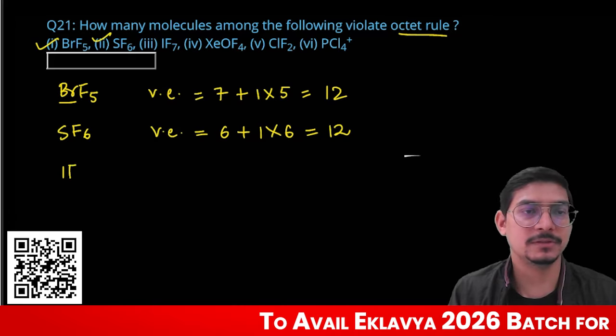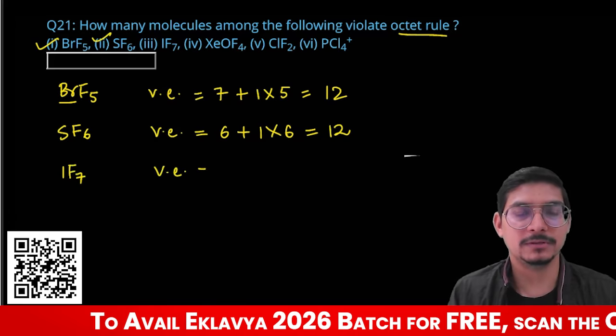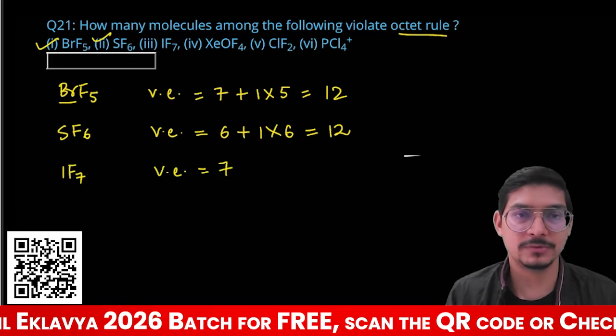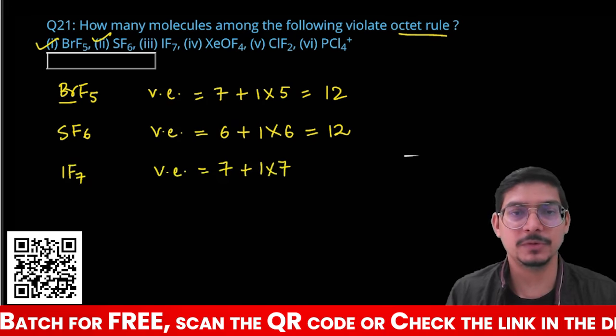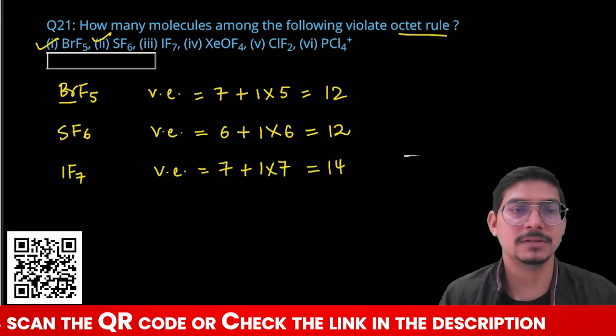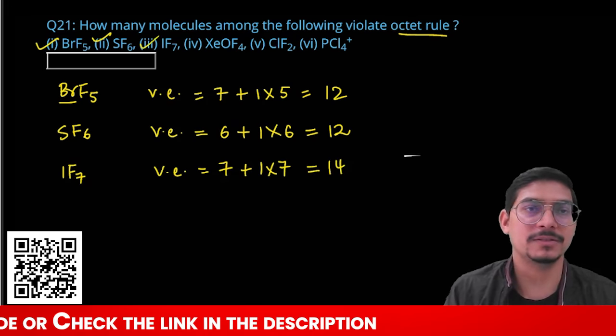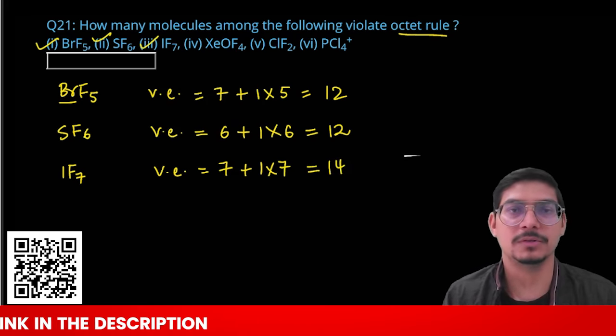Coming to IF7, the central atom is iodine that has 7 valence electrons because it is a halogen and it is bonded to 7 fluorine atoms again. So the total number of electrons on iodine in IF7 would be 14. So this is also an exception to the octet rule.